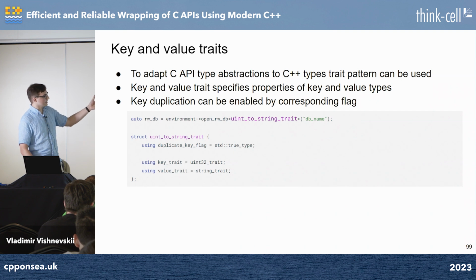We will elaborate this in more detail, and we can also provide some parameters of the LMDB database. For example, this duplicate key flag. If we specify that it is a true type, then we specify that duplicates of the keys are available inside. Those are parameters. Why it is so, we will look at a bit later. We will come to this.